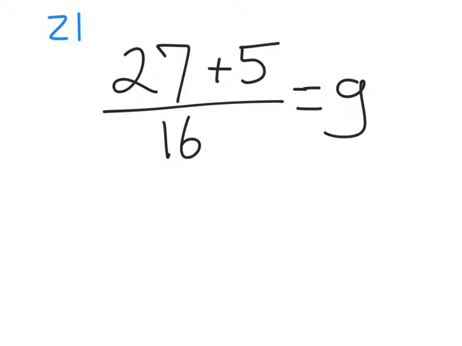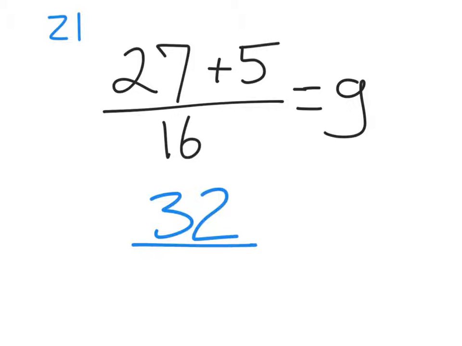Let's take a look at question number 21. I see it says 27 plus 5 divided by 16 equals g. We need to know what g is. And there's nothing on this side, so we can let it just chill isolated. And let's approach this. We're going to look at the numerator first. And we're going to add 27 to 5.